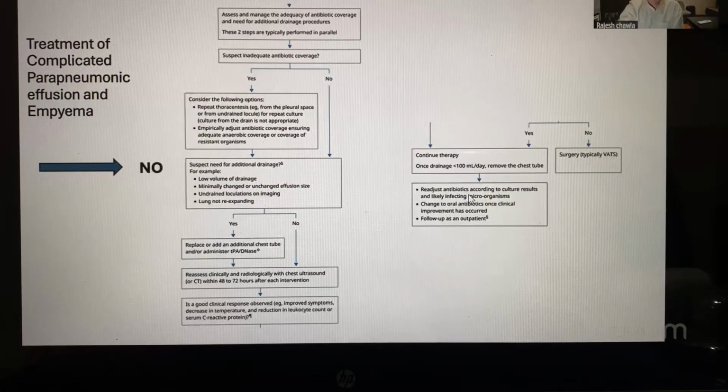And if the response is good by doing these two maneuvers, okay, then you continue with the treatment, and again wait for the culture results and decide. But if they do not respond, then surgery is the typical answer. So VATS in these patients would be the typical answer.